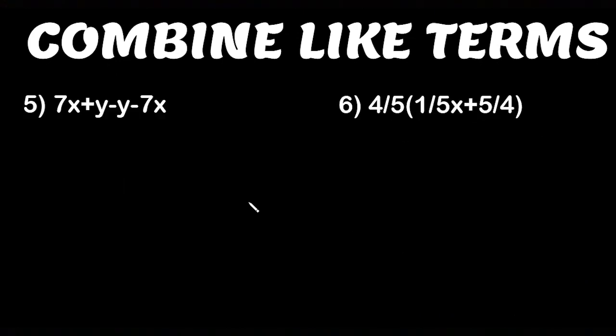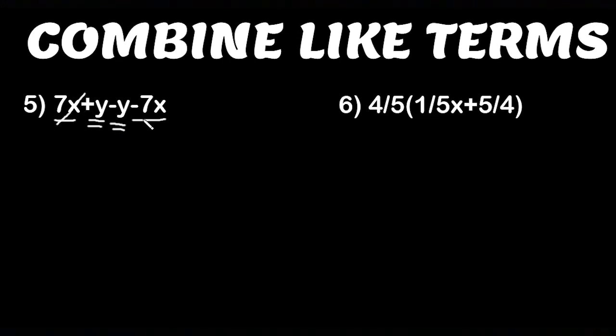So here's our next set, and number 5 is kind of a fun one. Look what happens on 5. You don't have any parentheses there, so go ahead and try to combine like terms. Look, I have a 7x and I have a negative 7x, and then I have a positive y and a negative y. So these all cancel out.